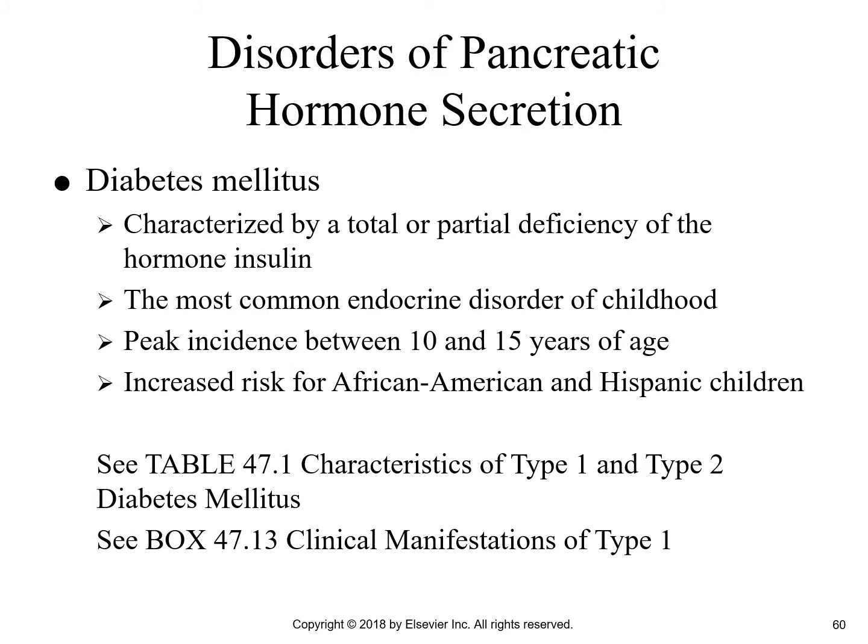Disorders of pancreatic hormone secretion: diabetes mellitus, characterized by total or partial deficiency of the hormone insulin. It is the most common endocrine disorder of childhood. Peak incidence is between 10 and 15 years of age. There is increased risk for African American and Hispanic children.